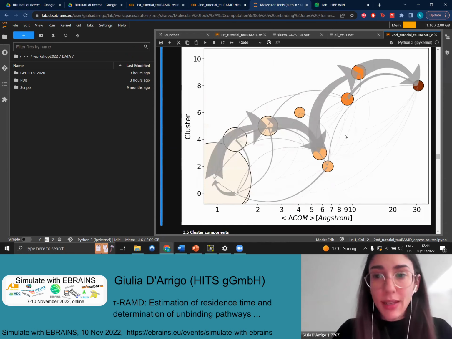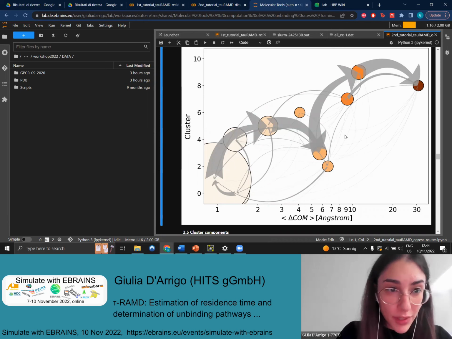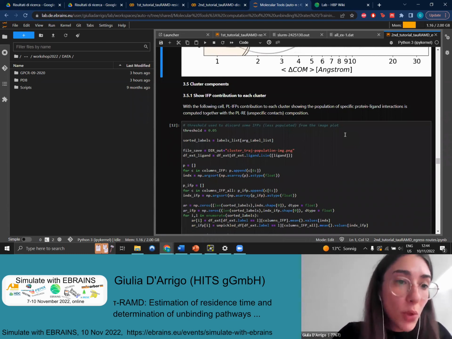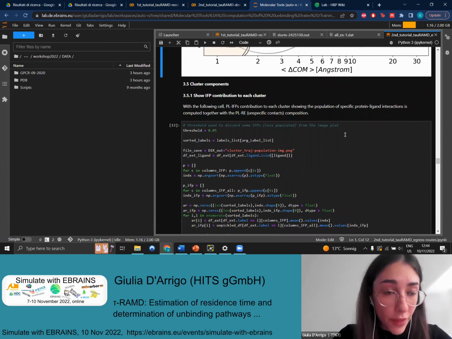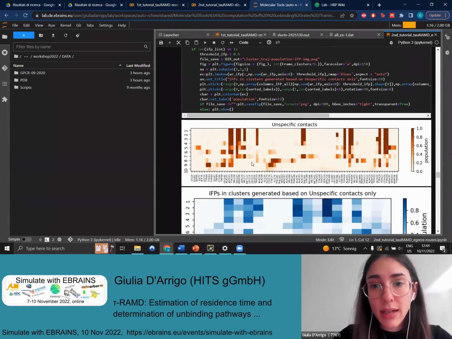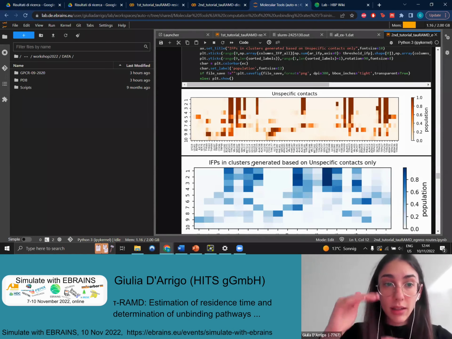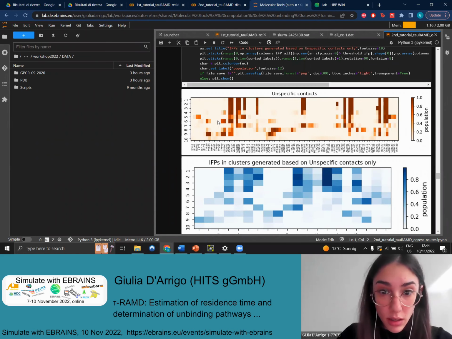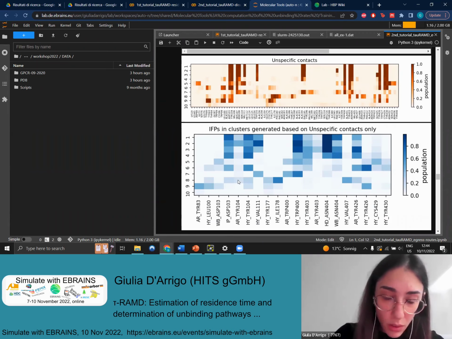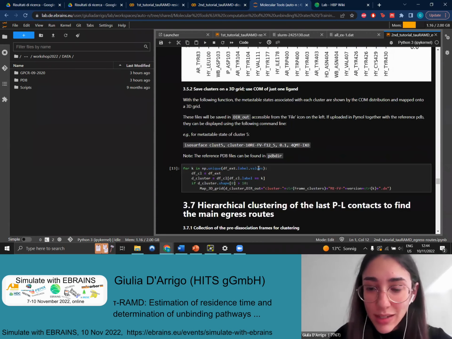Then, of course, okay, we have the cluster, but we want to know actually what are the molecular components of this cluster in terms of interactions. And to do so, we compute basically the IFP contacts for every cluster, as well as the non-specific contacts. So with this cell, you have for all the 10 clusters the pattern and content of unspecific contacts on the top plot, and of IFP, therefore specific contacts. And then we can save these results.